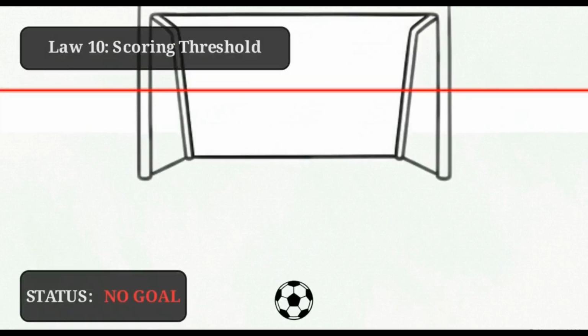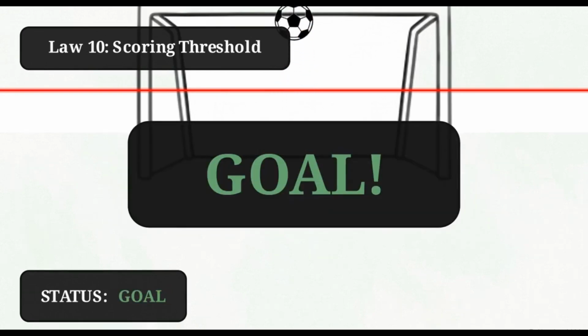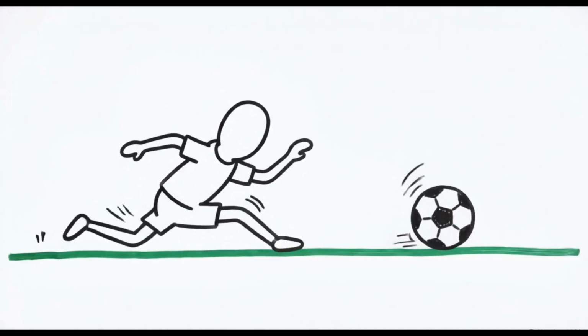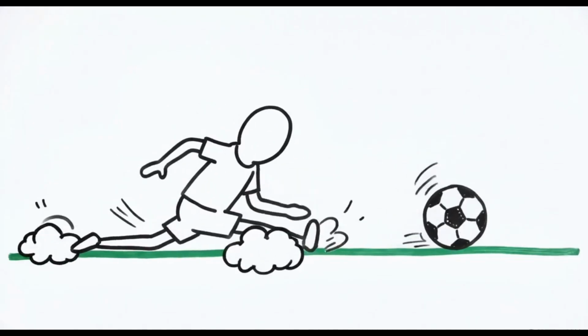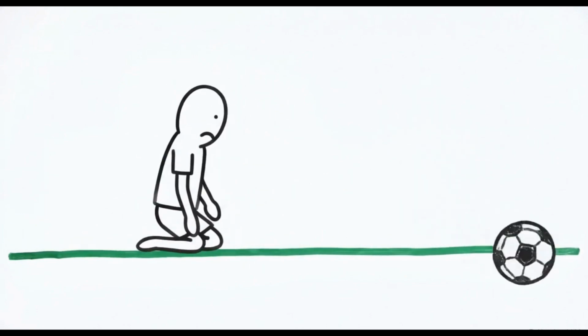We see that exact same physical threshold applied to scoring. Under Law 10, a goal is only registered when the entire ball clears the back edge of the goal line, traveling between the posts and under the crossbar. When the ball does cross those boundaries without scoring, Laws 15, 16, and 17 dictate how play restarts.